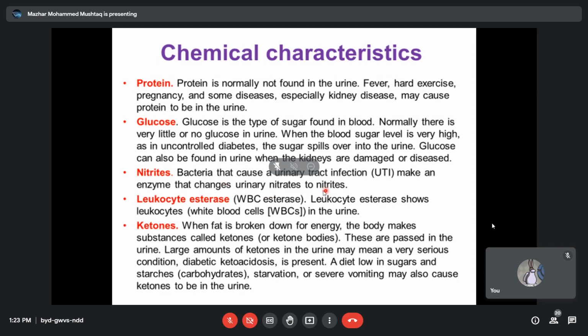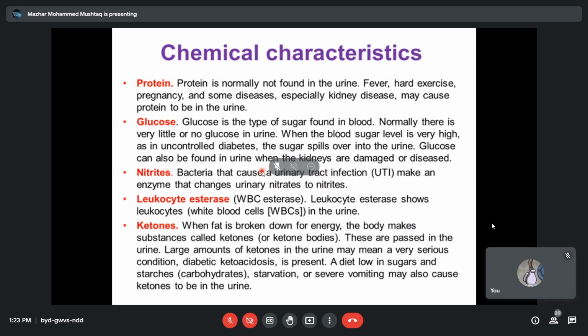So if there is an increase of nitrites, that means there is a bacterial infection present in the kidney, in the urinary bladder, in the urethra, or in the ureter. So it is possible to have it at one of the places or at all of the places, depending upon the condition.